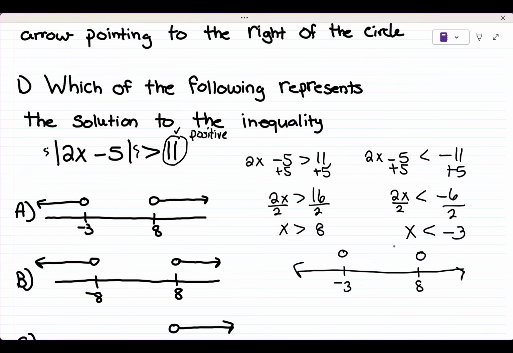Then just follow the symbols. For 8, it says greater than, so you move the arrow to the right. For negative 3, it says less than, so you move the arrow to the left. And as you can see, the correct answer is letter A, right?